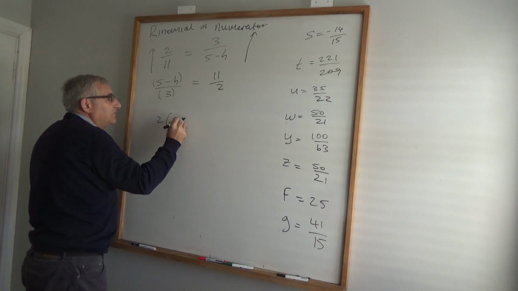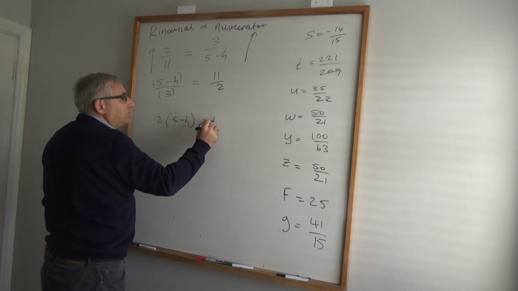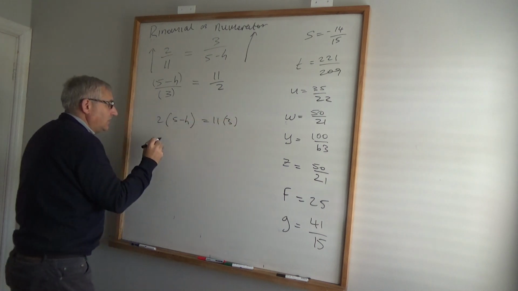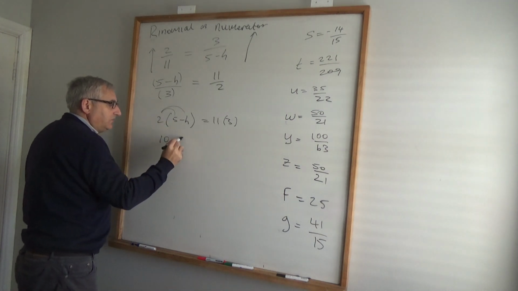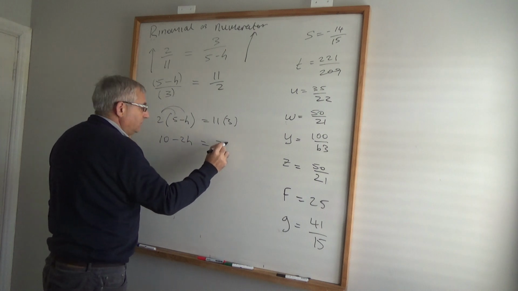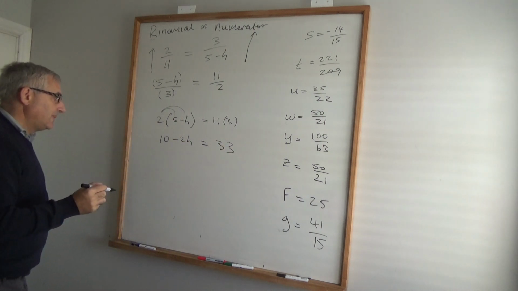2 times 5 minus h is equal to 11 times 3. 10 for the first part of the distribution. 2 by minus h is minus 2h equals 33. Okay.